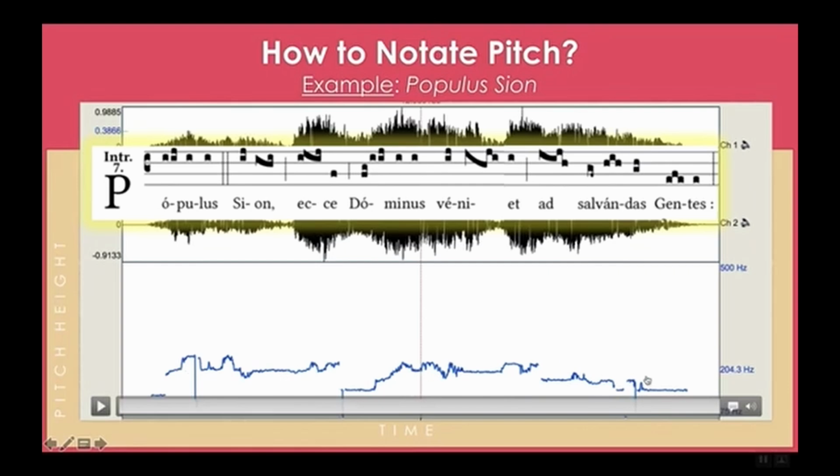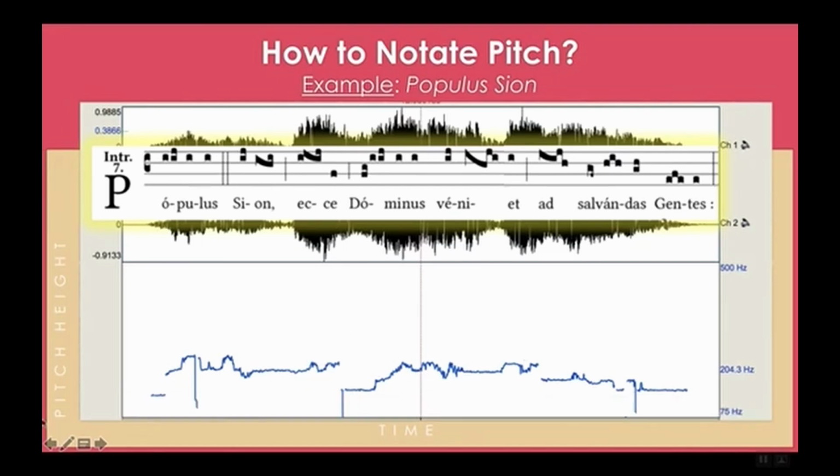How good is this as a representation of that melody? So ignore the score here and focus just on this. Does this seem to go up and down with pitch over time? I'll go ahead and play it again.